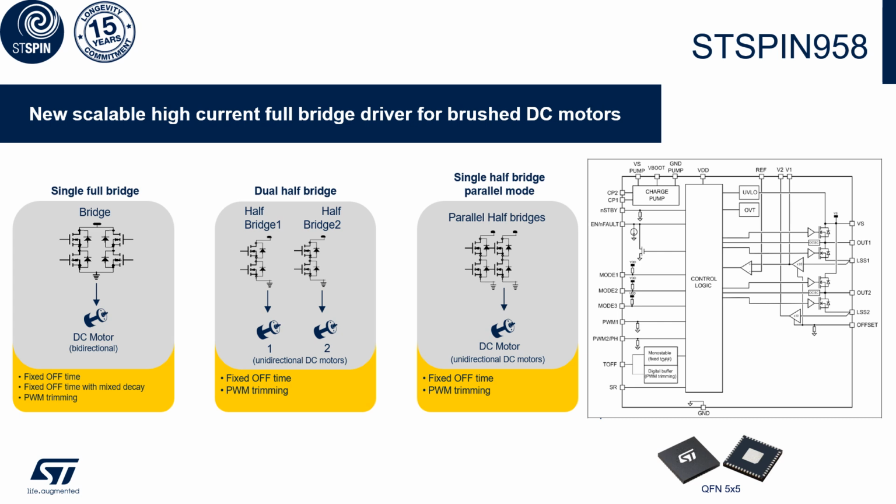Due to fewer half bridges, we also have fewer possibilities for driving motors. If we look at the left side, we see we can drive 1 brushed motor in both directions, or we can drive 2 motors in one direction. We also have the possibility to drive 1 brushed motor with higher current in one direction.